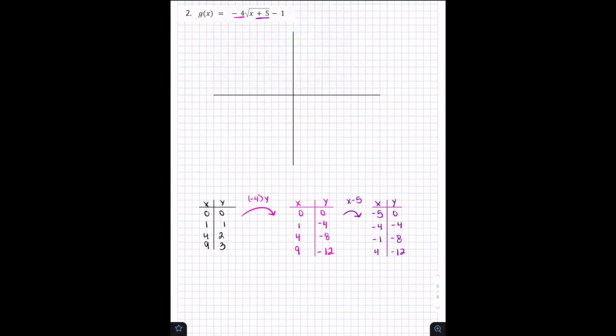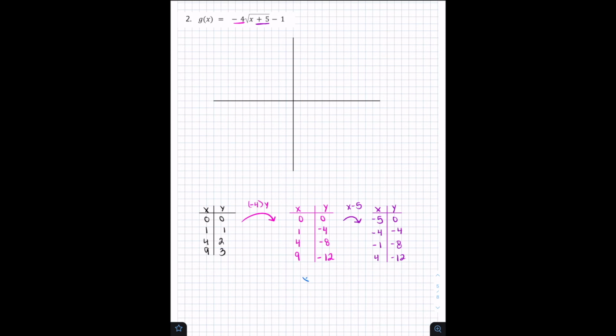And then the last one would be our minus 1 at the end, which we know is a vertical shift down 1. So we can just subtract 1 from our y values and keep our x values the same. Like that. And then we can just graph this. So we got negative 5, negative 1. We got negative 4, negative 5. Negative 1, negative 9. And 4, negative 13.